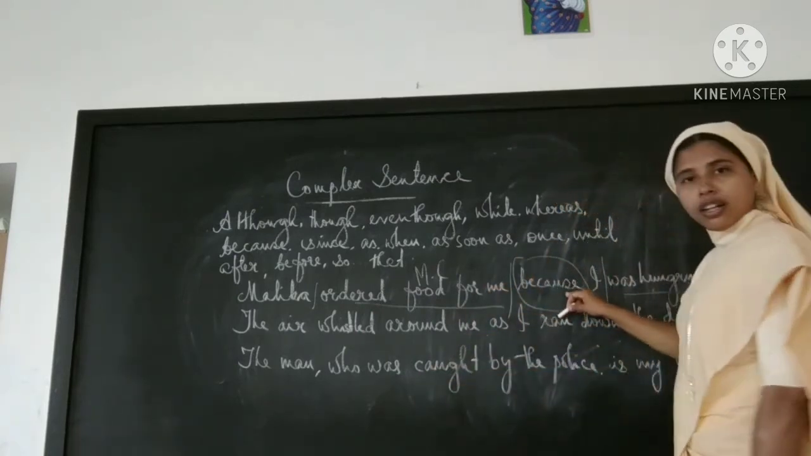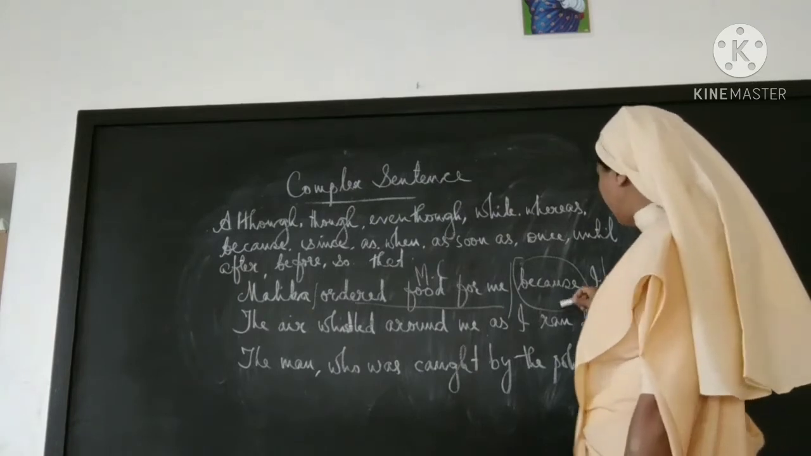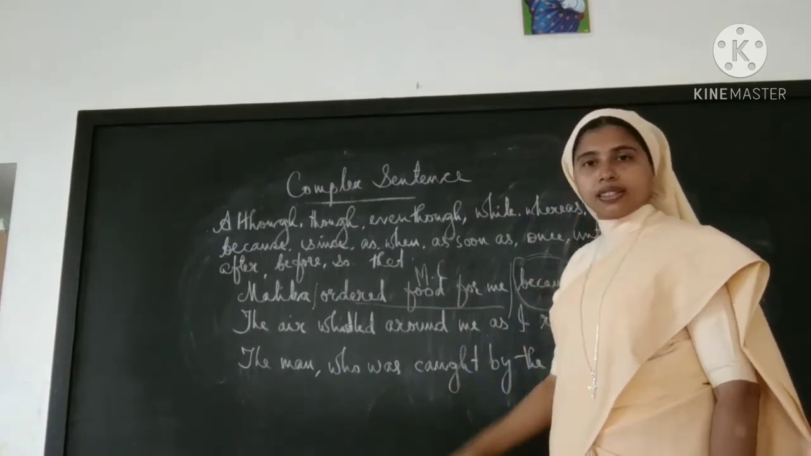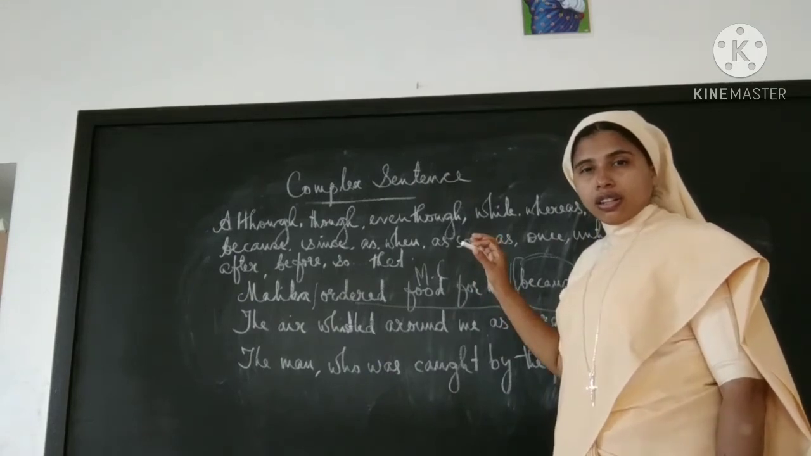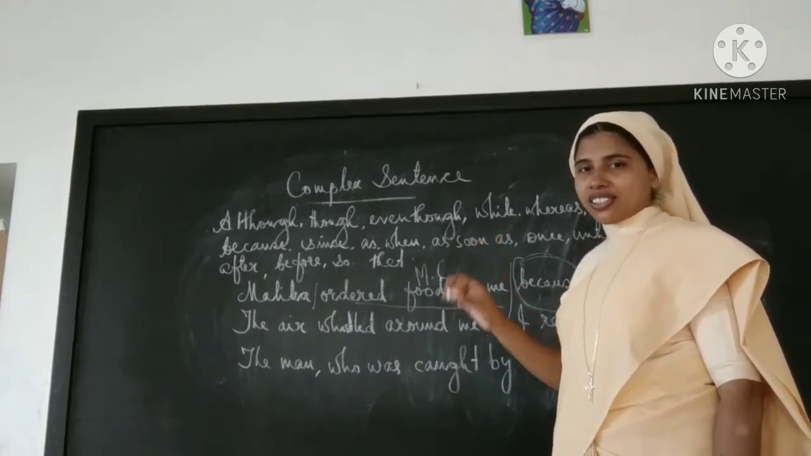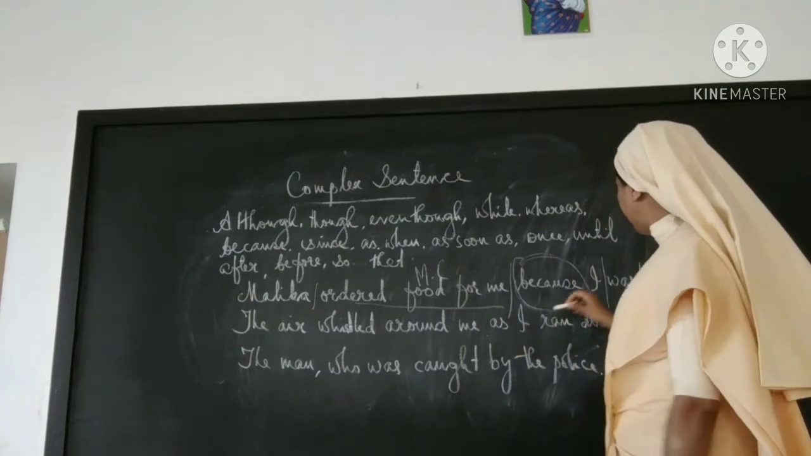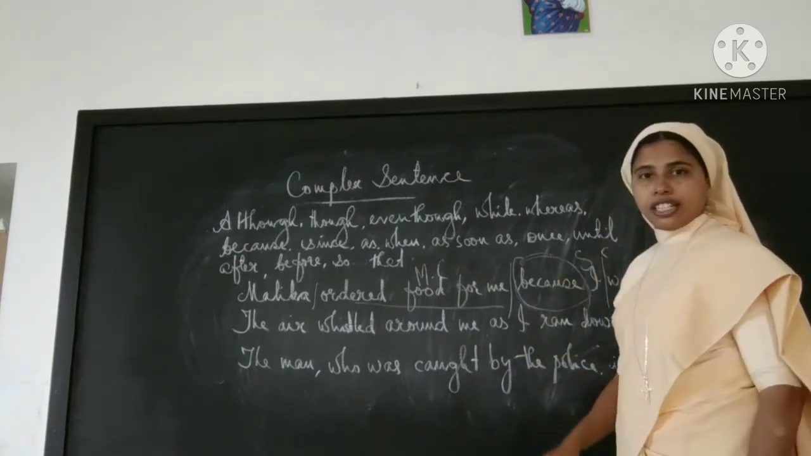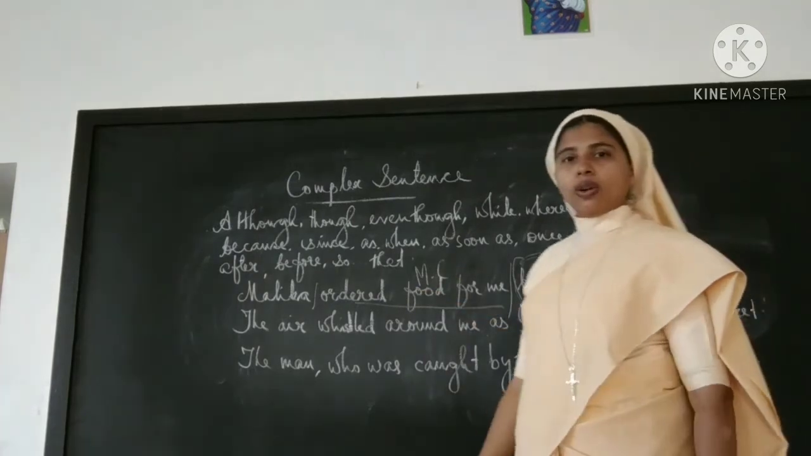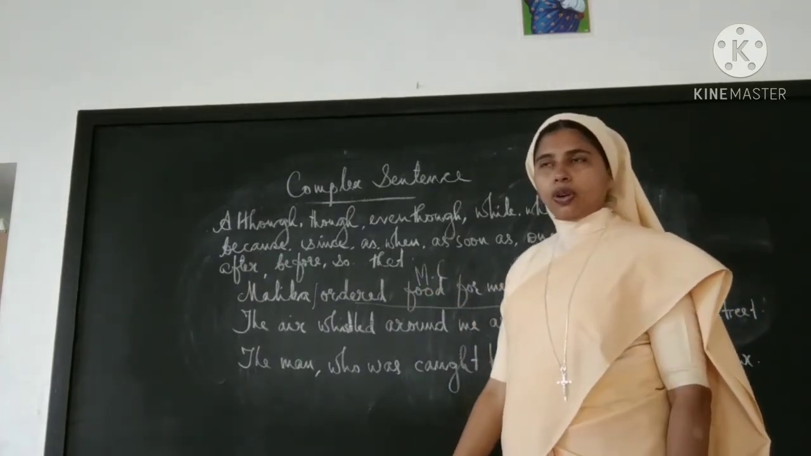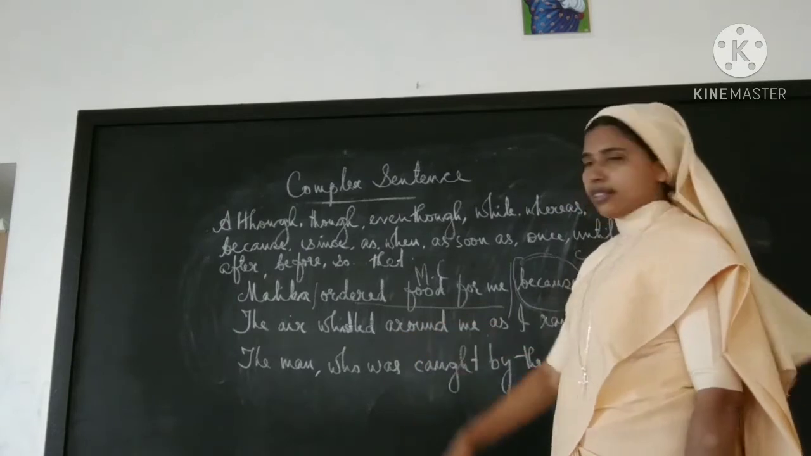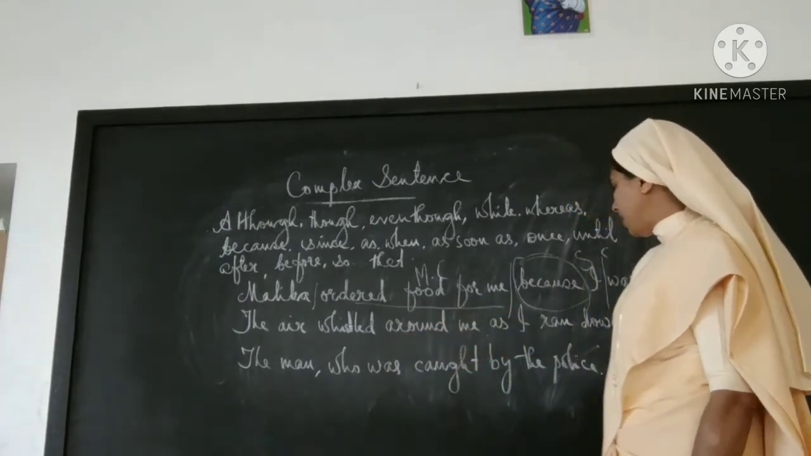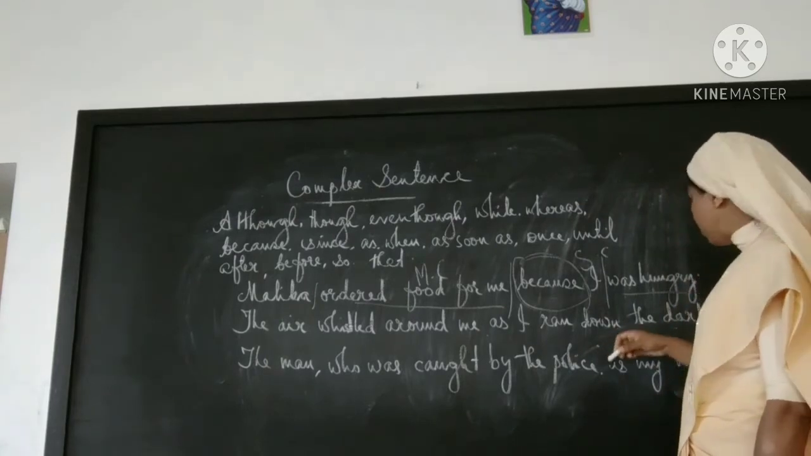So children, in "because I was hungry," this because is used in order to make it into a complex sentence. What is that? Conjunction. Okay. So this is the subordinate clause or dependent clause, and this is the main clause or independent clause. Okay. Let's see the next sentence. The air whistled around me as I ran down the dark street.